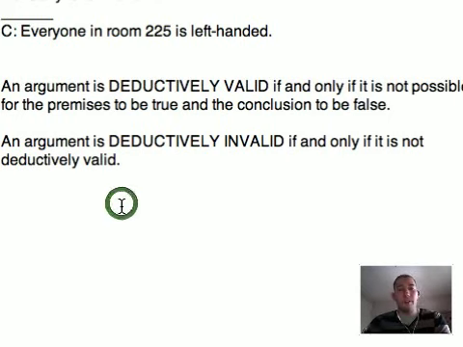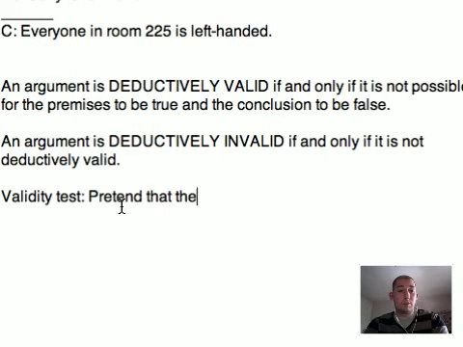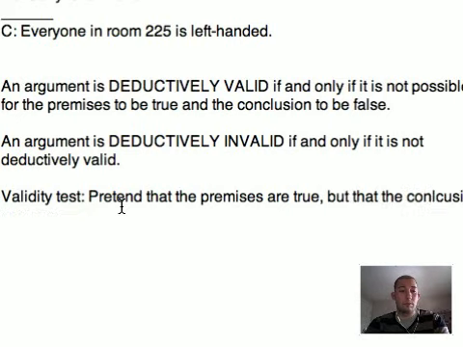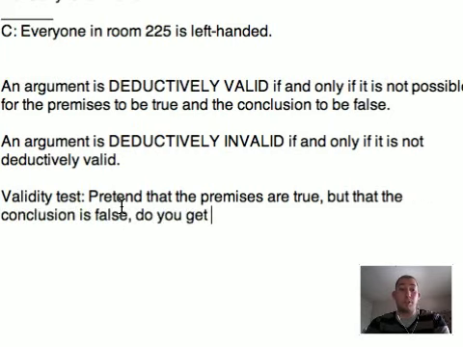And one of the things we're going to talk a little bit about in class is we're going to practice this, and I'm going to give you a validity test. And here's another way of thinking about it. Pretend that the premises are true, but the conclusion is false. Do you get a contradiction? If you get a contradiction, then you know the argument has to be valid, right?